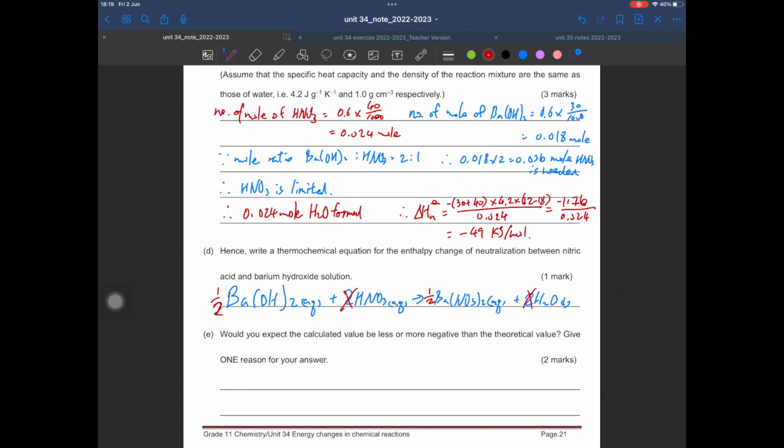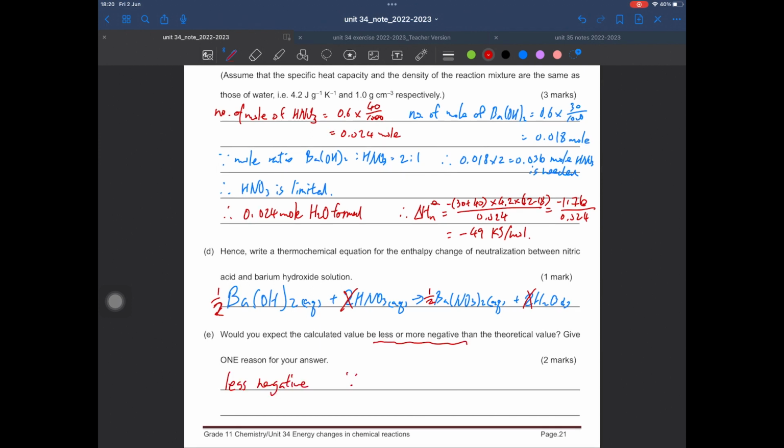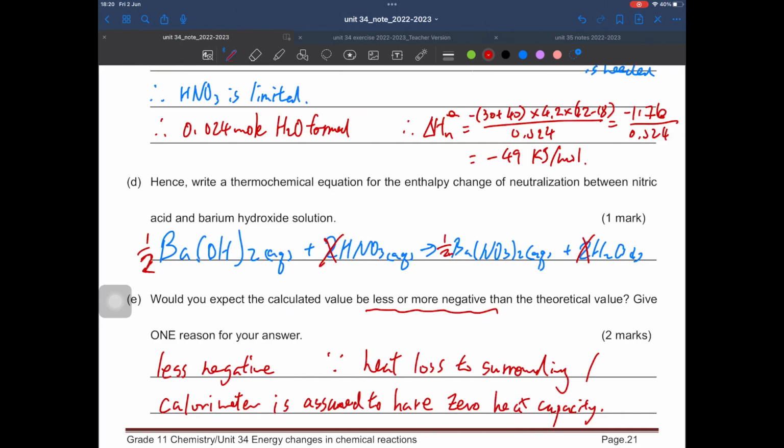And part E, what you expect from the theoretical value, it should be less exothermic than the theoretical one, less negative. Because again, heat loss to surrounding, the heat capacity of the calorimeter is ignored, right? So this will be our final answer.